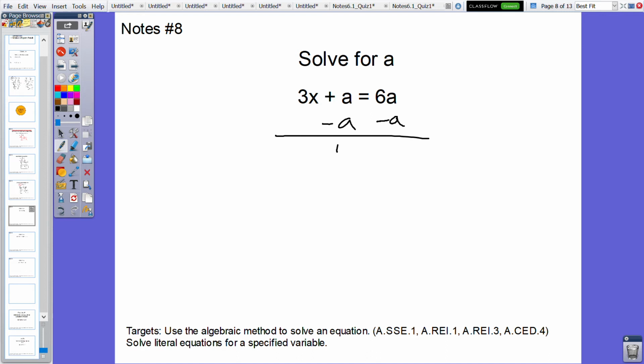Okay, a's cancel on the left side. I'm left with 3x. And then 6a take away 1a. That's going to be 5a.